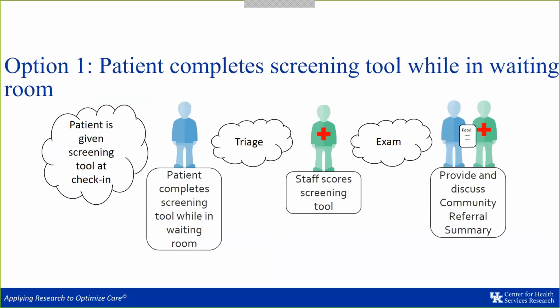So here we've outlined a couple different scenarios for when you can administer the screening tool and provide the community referral summary. The first option is the patient completes the screening tool while in the waiting room. They can be given the tool when they check in and can complete it while they wait to be triaged or taken to an exam room. In this instance, it's important to relay to the patient that they should feel free to ask any questions they may have. A staff member can score the screening tool while the patient is being triaged or while being seen by a provider, and they can be given the community referral summary after the exam.